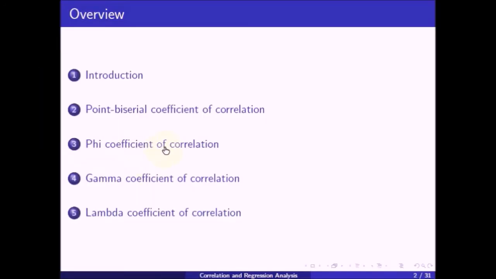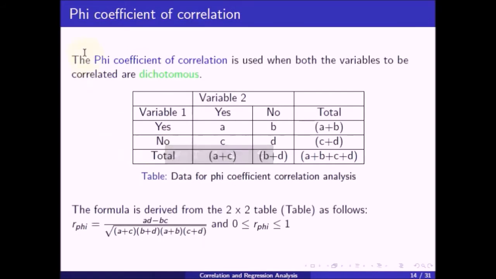Phi coefficient of correlation. Now, the phi coefficient of correlation is used when both the variables to be correlated are dichotomous. Okay. Now, two variables are there, variable 1 and variable 2. You can see, variable 1 and variable 2 are there.